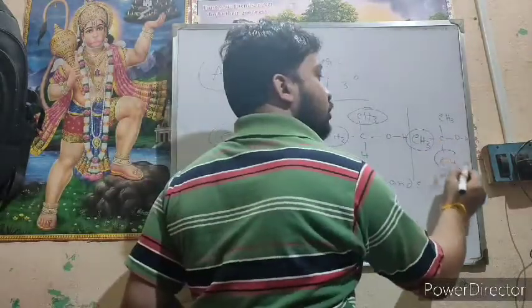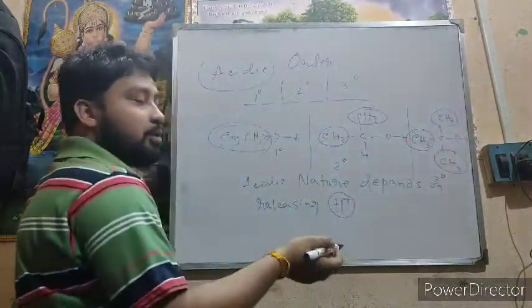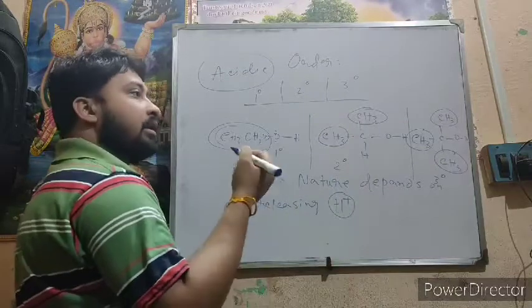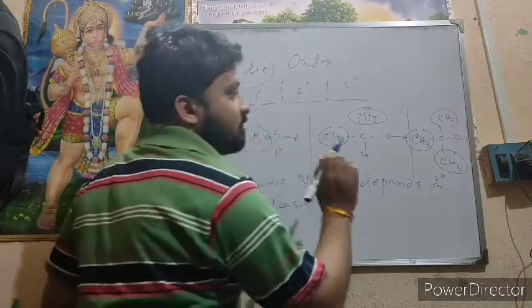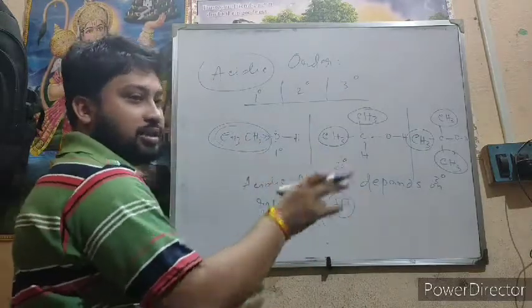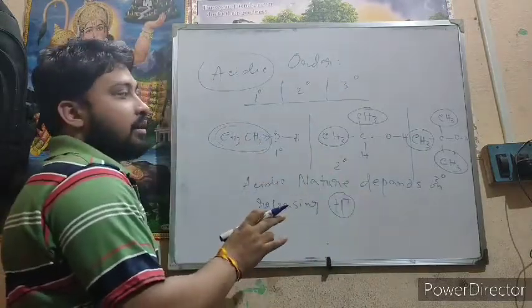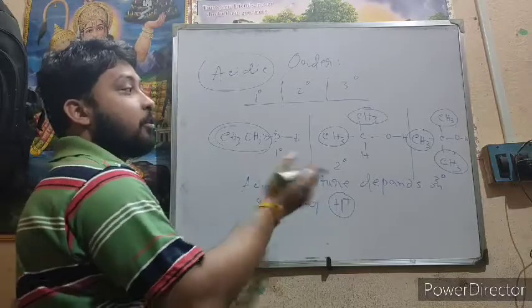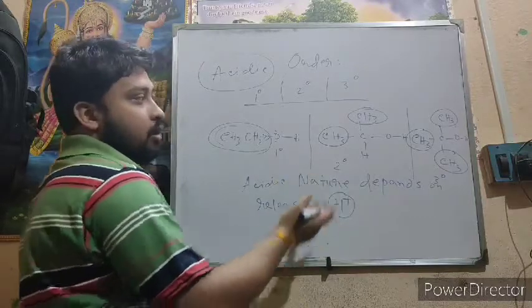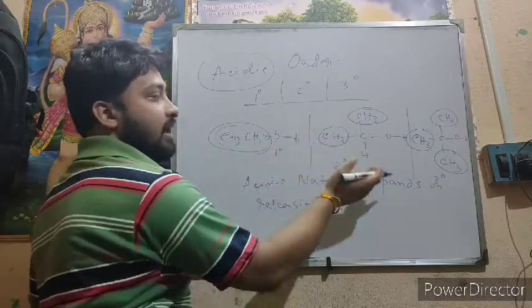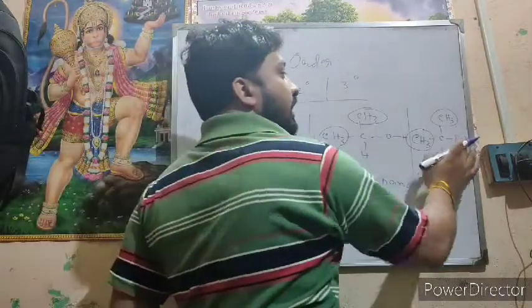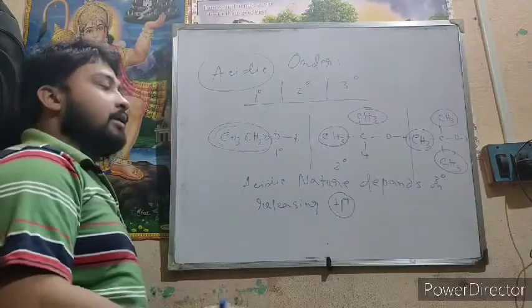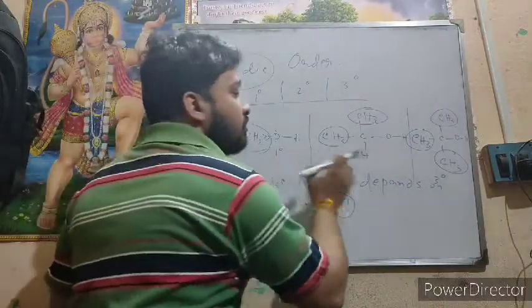And the 3 degree has 3 methyl groups. 3 methyl groups means 3 bulky groups. 3 bulky groups means more inductive effect. More inductive effect means the pulling of electrons by the oxygen is high. So the density of oxygen is higher compared to the 1 degree and 2 degree. So it cannot release its hydrogen easily as compared to 1 and 2 degree.